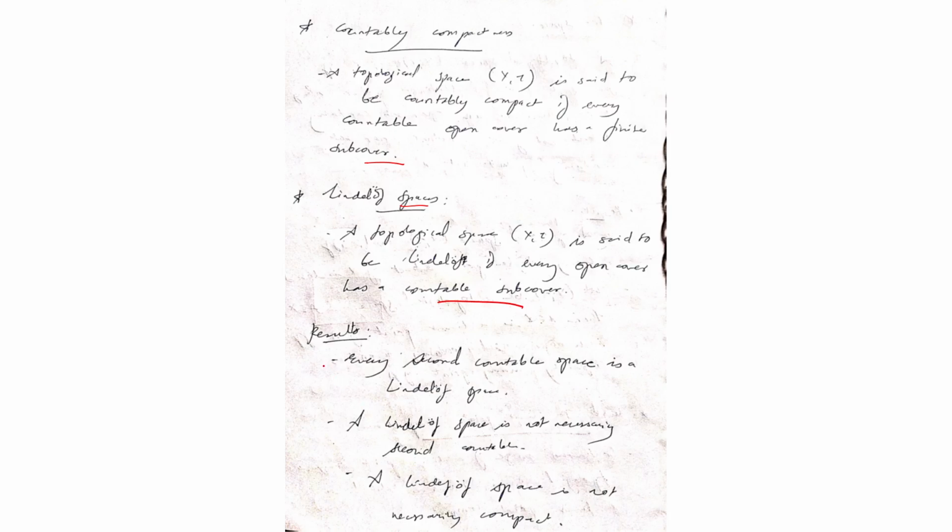It goes like this: first, every second countable space is a Lindelof space. Then, a Lindelof space is not necessarily second countable, and a Lindelof space is not necessarily compact. Now, there are more statements like: a continuous image of a Lindelof topological space is Lindelof. Then a subspace of a Lindelof topological space is Lindelof. Similarly, other points are also there. Every closed subset of a Lindelof topological space is Lindelof. Then every countably compact topological space is limit point compact. Then every limit point compact topological space which is also T1 is countably compact.